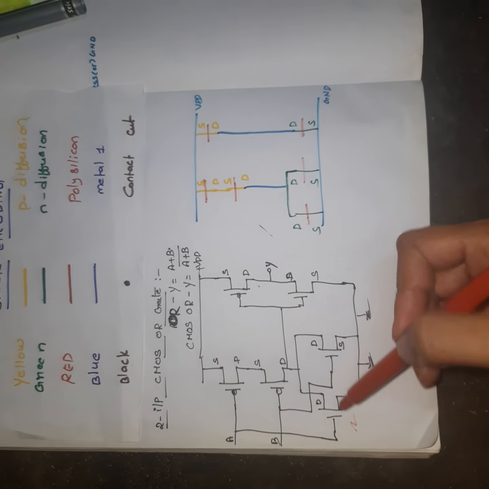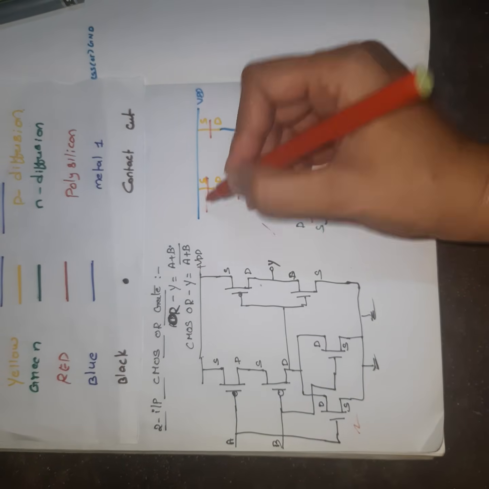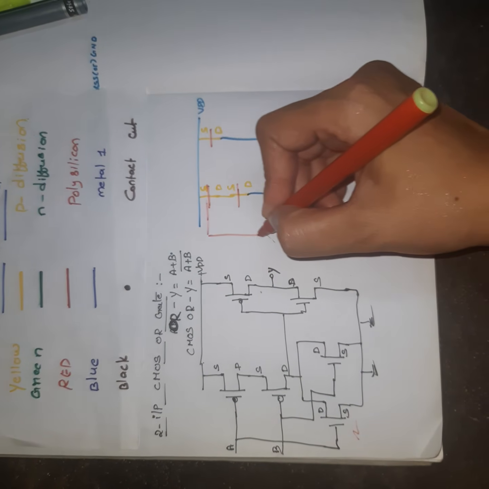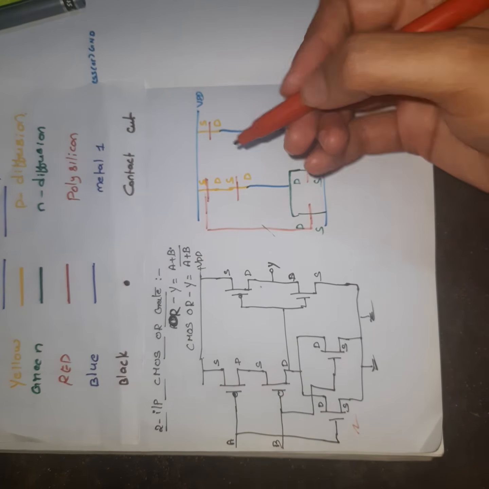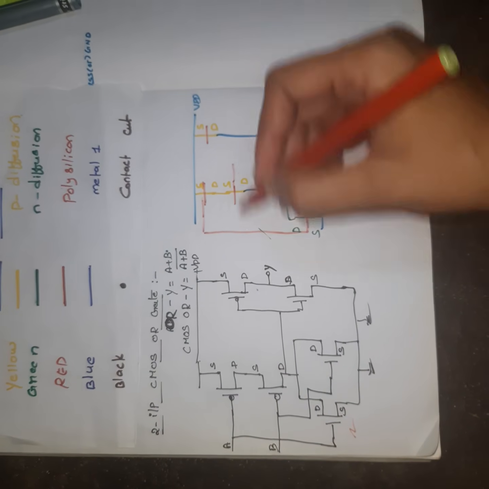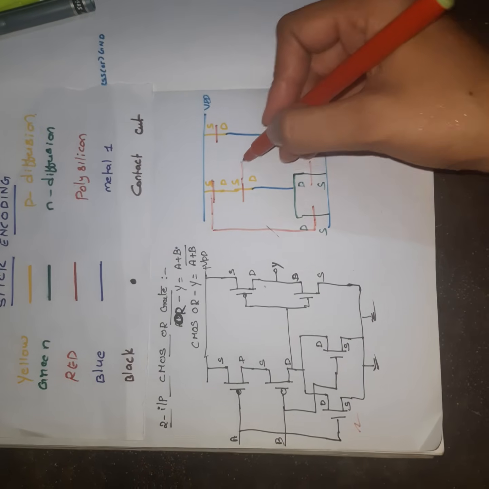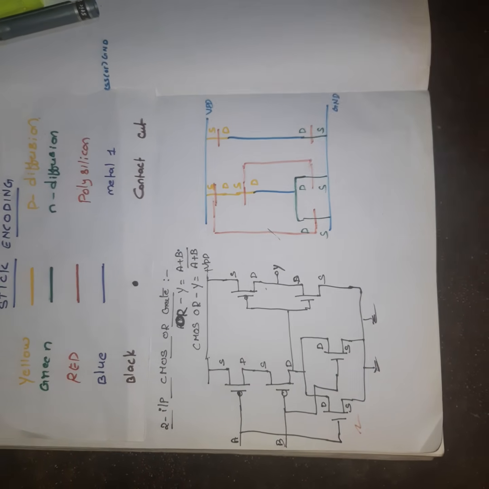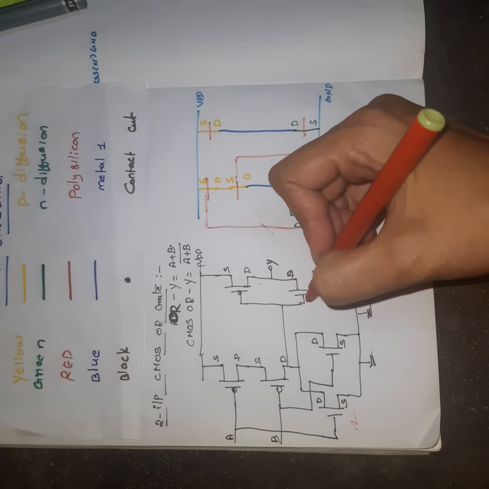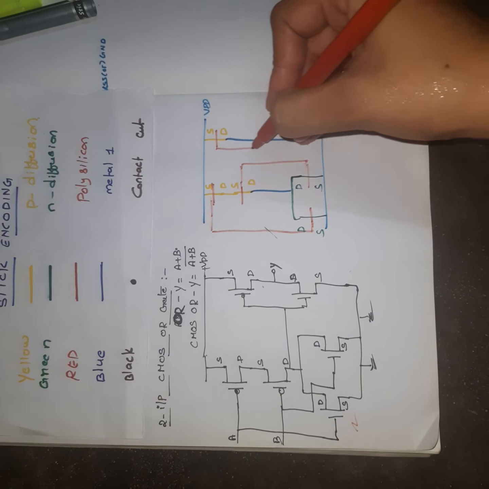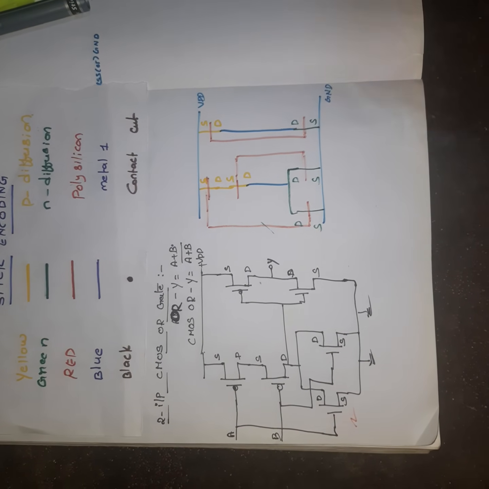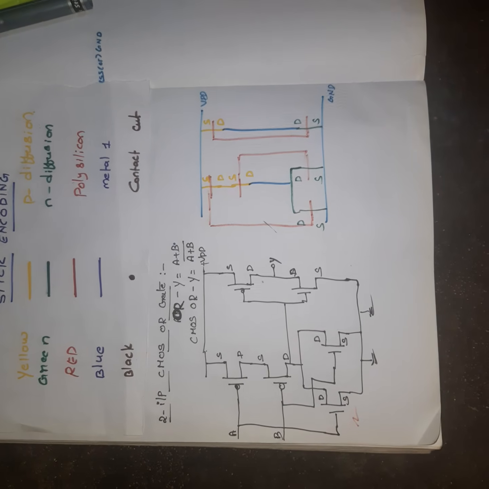Next, give the connection between the input terminals. A is connected to A. The pull-up network input A is connected to A, using the same red color only. Next, B. This B is connected to B. Input B. Next, the two gate terminals are shorted together here. Shorted.